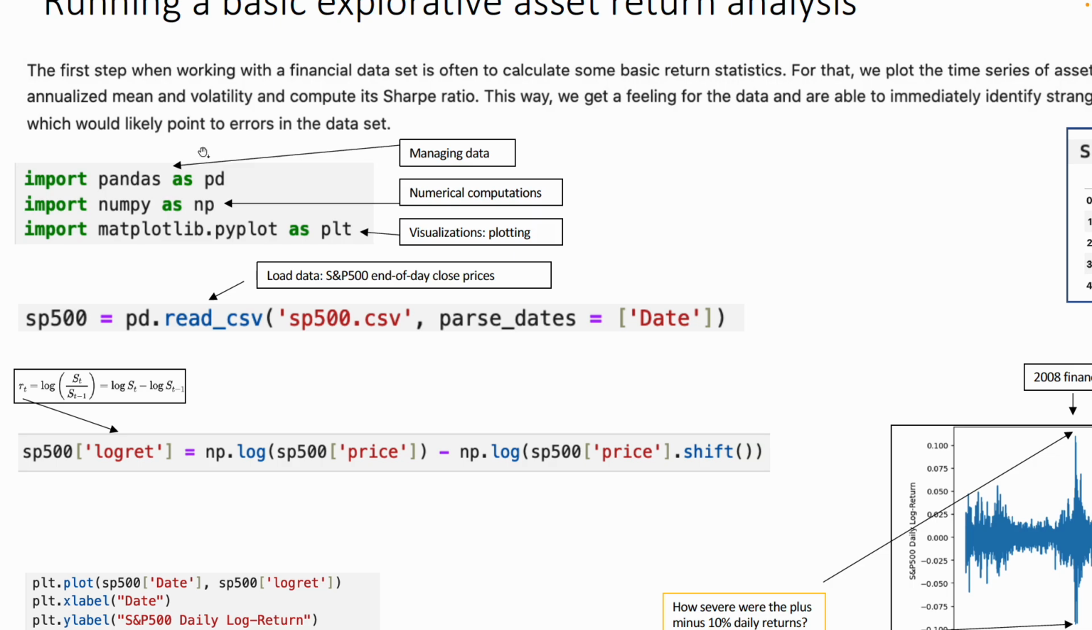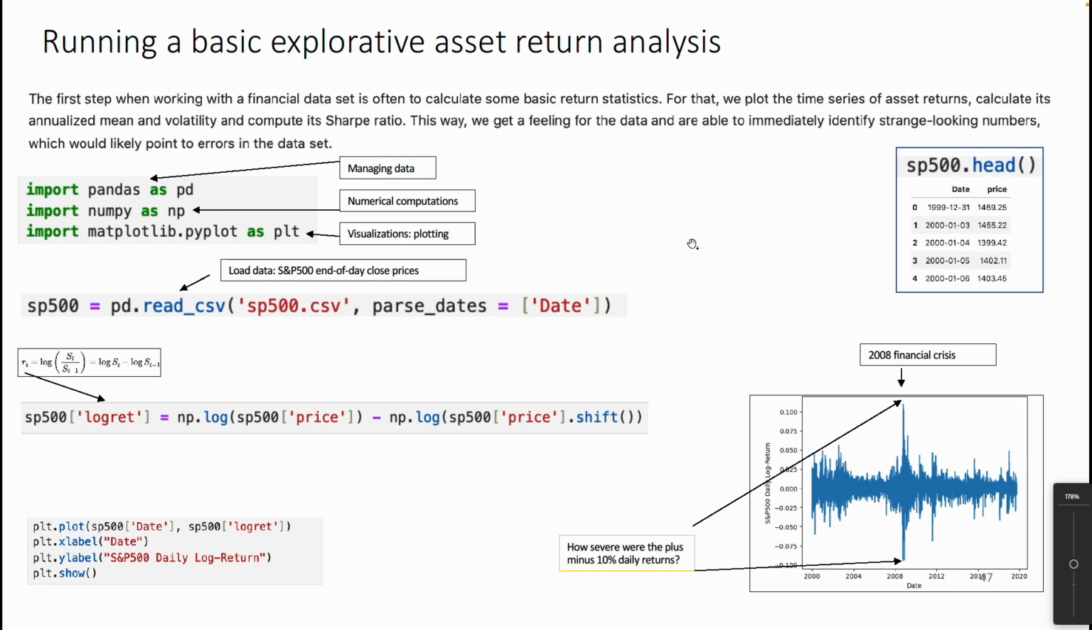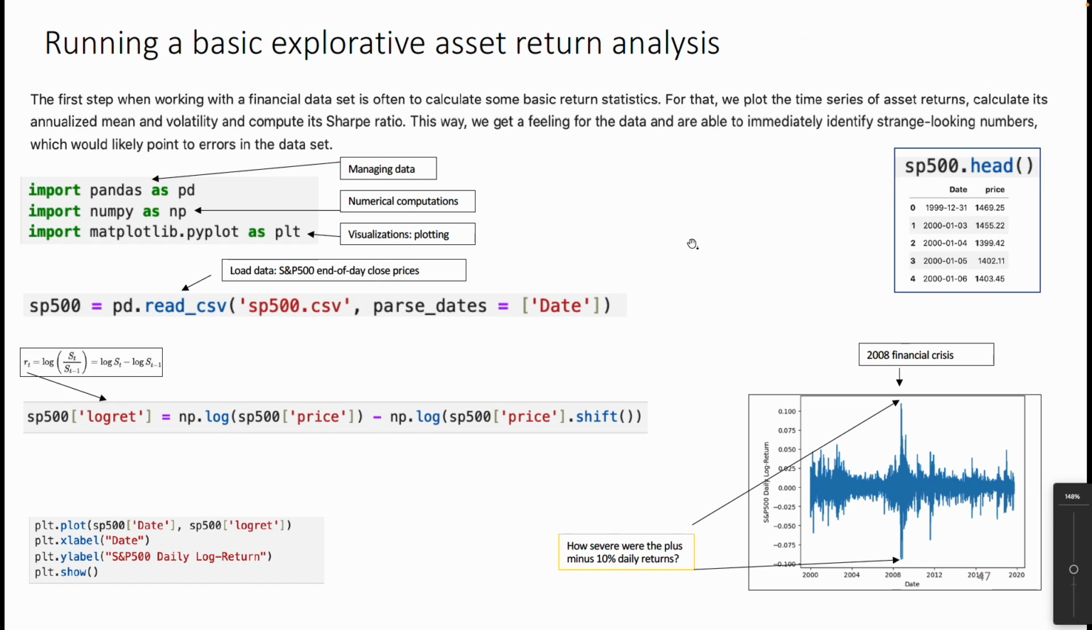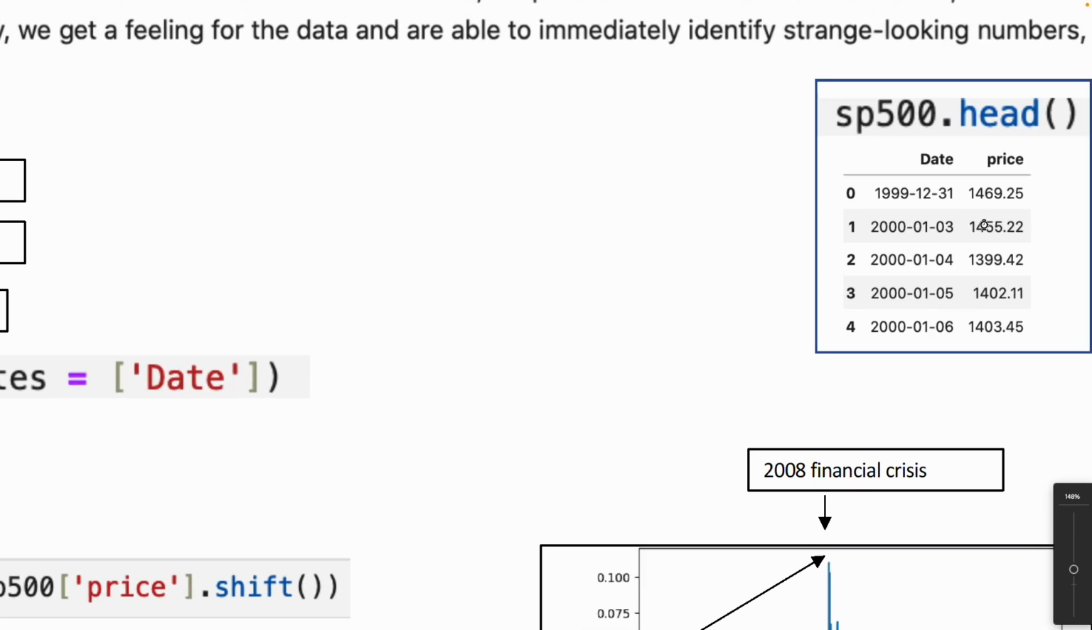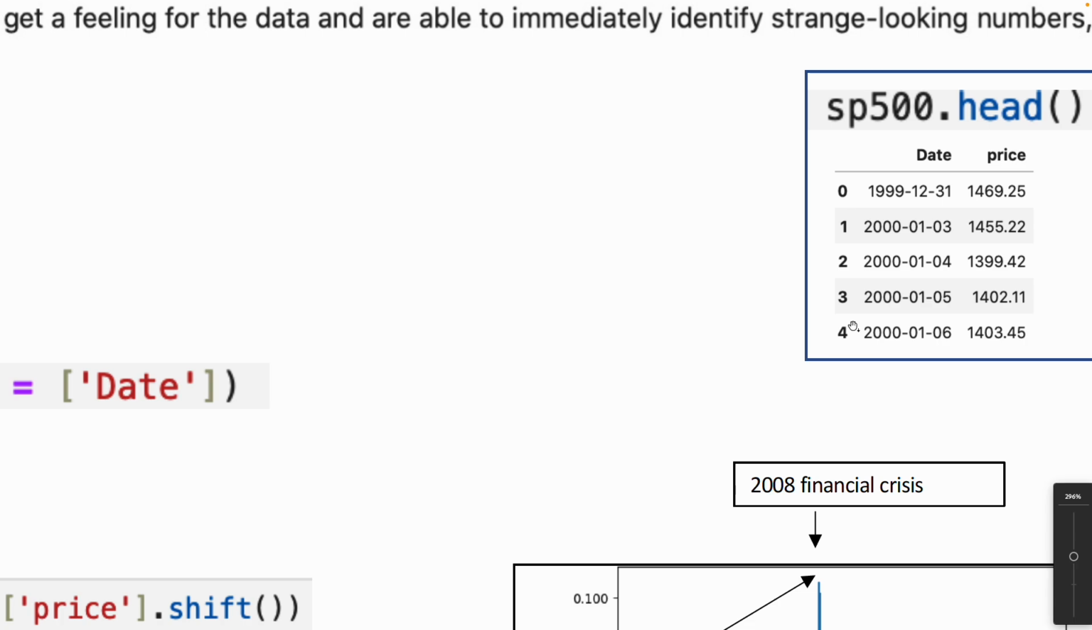Now what we do is pd, so that's our pandas, dot read_csv. Then we give in the name of our CSV file. And we are also saying that there is a column, date, which it shall use as dates. If you call sp500.head, that's now our object here, and .head is a method, you see we are getting the first 5 elements of what we read in.